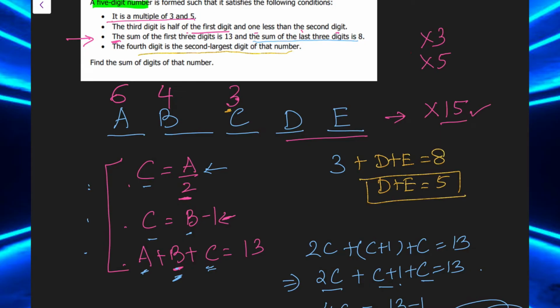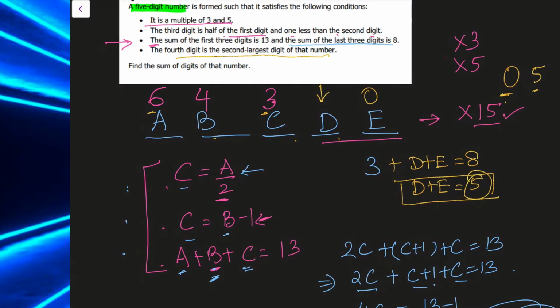The fourth digit is the second largest digit of the number. All right. So the second largest digit, the fourth digit, 1, 2, 3, 4. This has to be the second largest digit. We already have a 6 here. And since this number is a multiple of 15, the last digit can only be 0 or a 5. Now, we know D and E together have to be 5. And we know the last digit has to be 0 or 5. It can be 0, 5 like this, or 5, 0 like this.